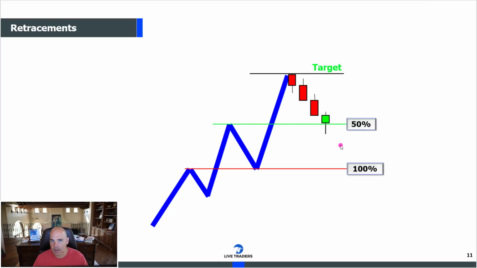Why buyers are likely not going to step up is because of the 100% pullback. They're not as strong, right? They went to battle and they lost. If they were as strong as we thought, they would have pivoted at the 50% level, but they didn't. And because they didn't, we have to question their strength.